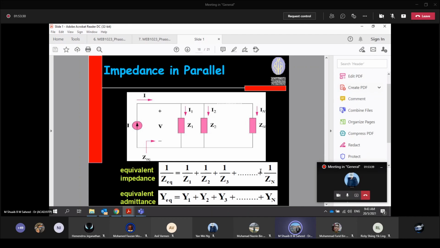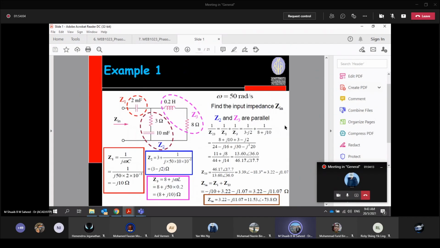Or you can be fancy now. You can express all of this in terms of Y, admittance. So that will be direct. Equivalent admittance Y EQ will be Y1 plus Y2 plus Y3, direct. And then when you get your Y equivalent, you just invert it to get your equivalent impedance. The values must be the same. Okay, the values must be the same.